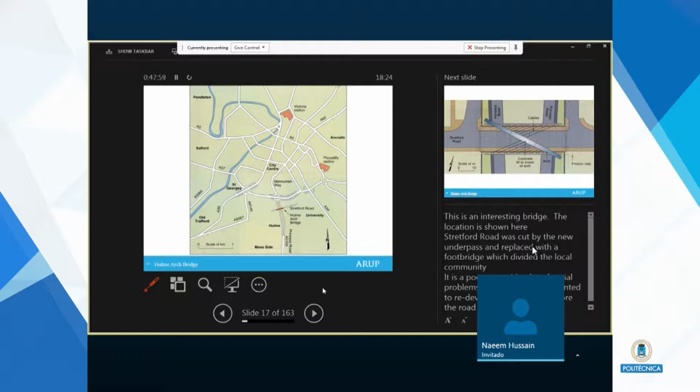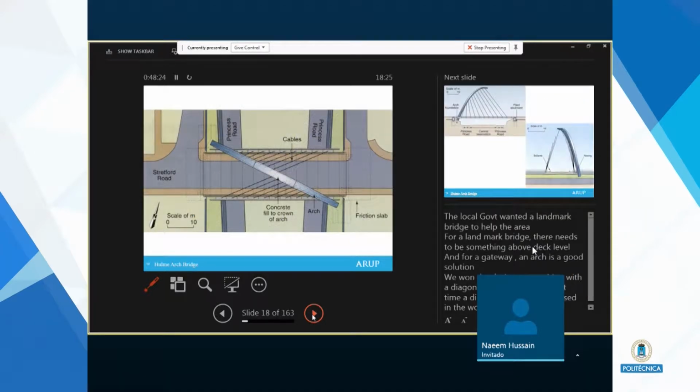Now, as you can imagine, any landmark bridge needs to have something above the deck level to bring your eye to the bridge, so that it actually becomes a landmark. If you just have a flat bridge, then you can't see it from a distance. So the issue for us was what to do, because there's a road underneath, and we wanted to recreate this road. So we came up with the idea of a diagonal arch.